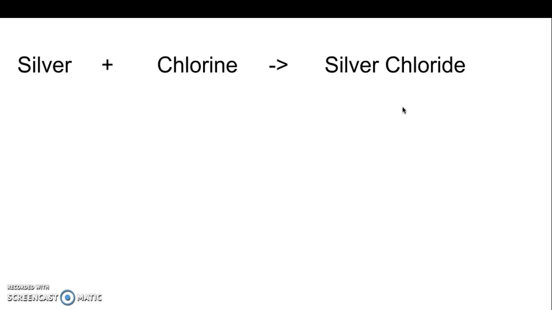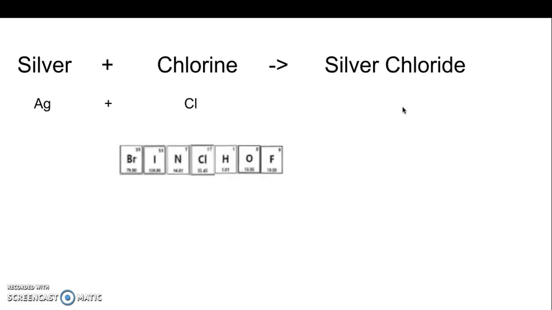Today we're going to be writing chemical equations. Let's get started with this one. We've got silver plus chlorine will give us silver chloride. So silver is Ag on the periodic table, and chlorine is Cl on the periodic table.